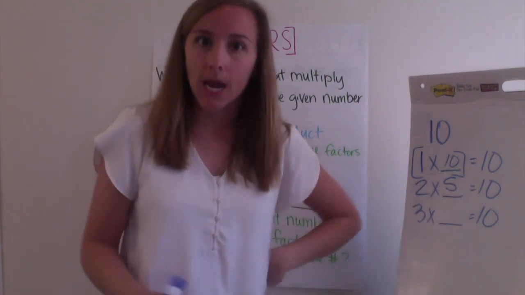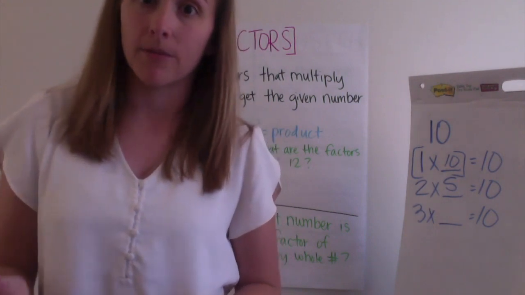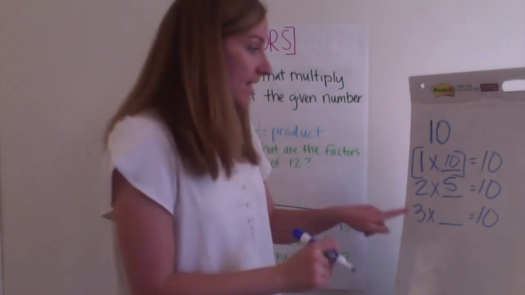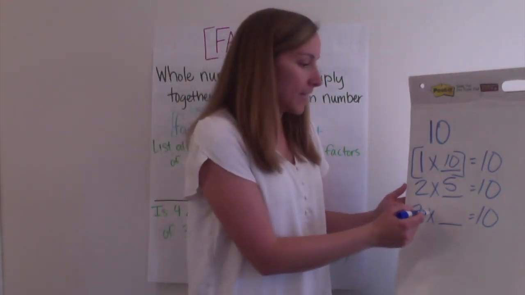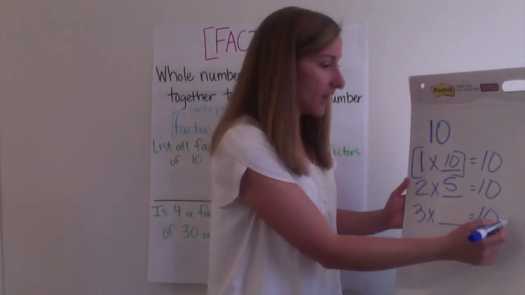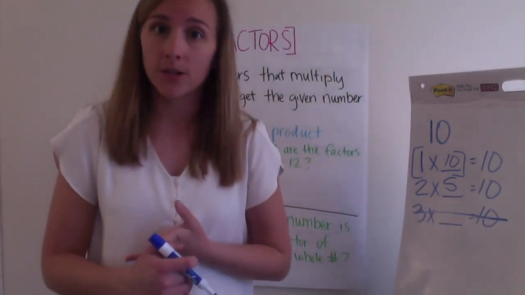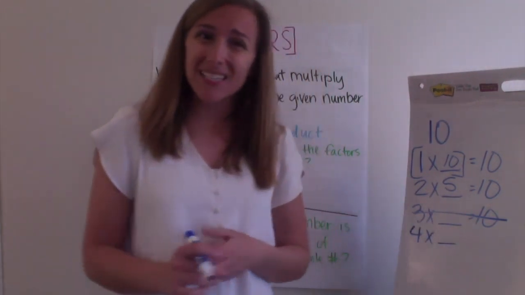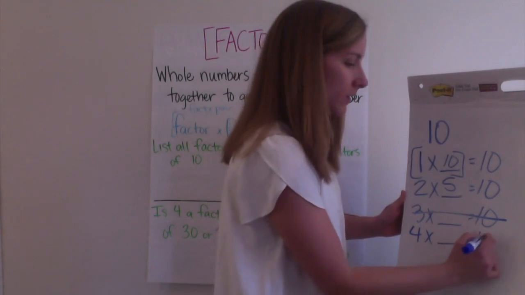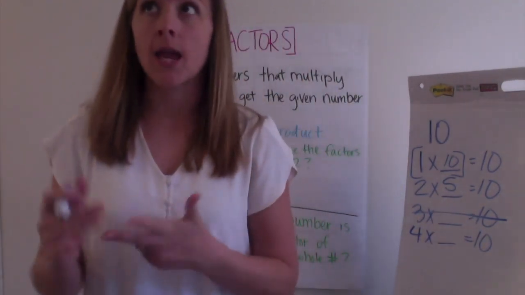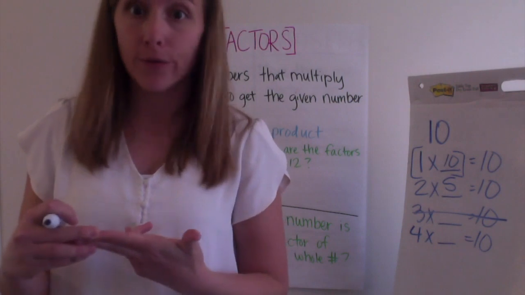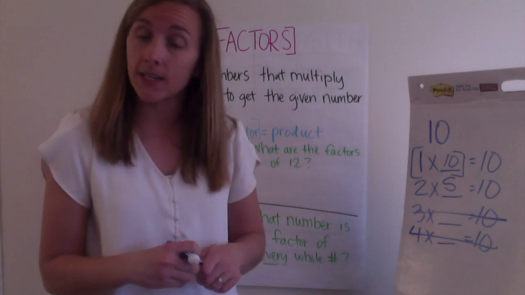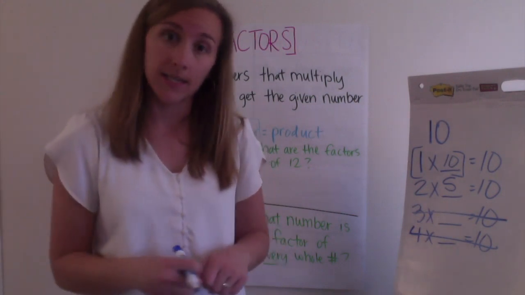Now, when we get to 3, I'm thinking about my 3s. I'm going to skip count by 3s. 3, 6, 9, 12. Well, I jumped right over 10. So is it possible to multiply 3 times a whole number to get 10? It's not possible. That means 3 is not a factor of 10. So we'll keep going. What about 4? Can I skip count by 4s and get to 10? 4, 8, 12. Well, then again, I skipped right over the number 10, so I can't do that. 4 is not a factor of 10 because you can't skip count by 4s to get to 10.